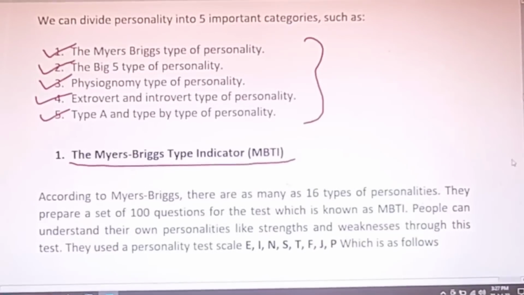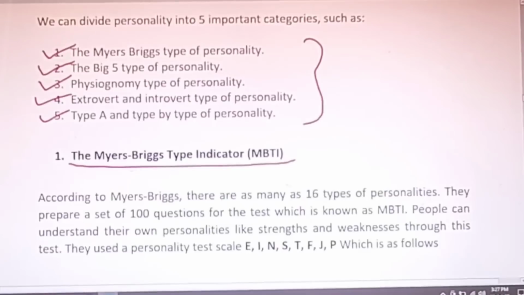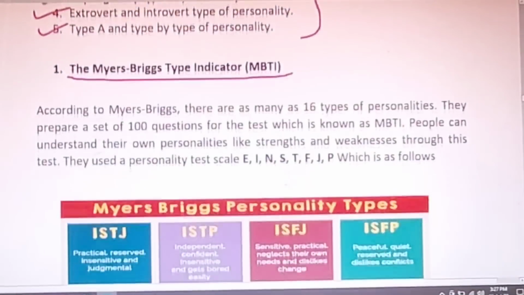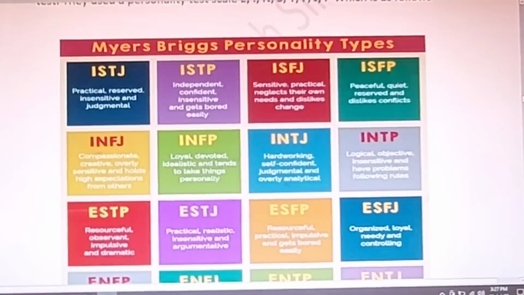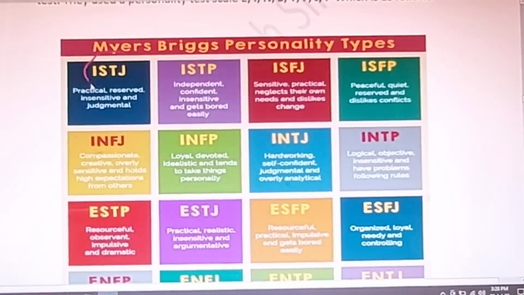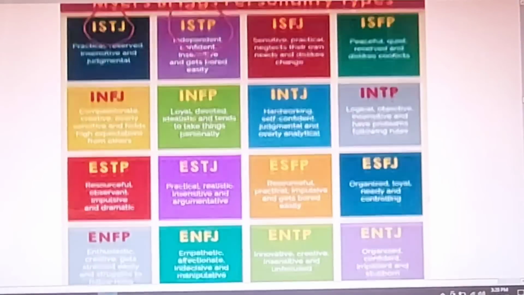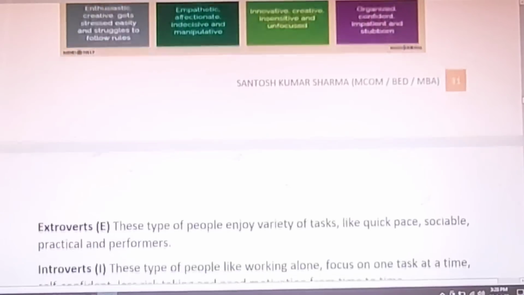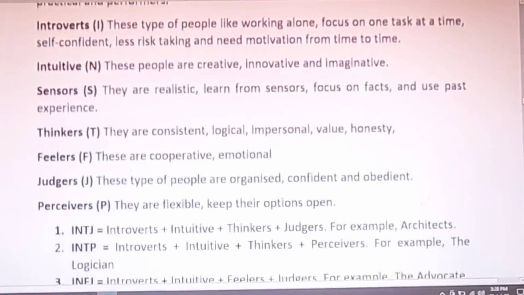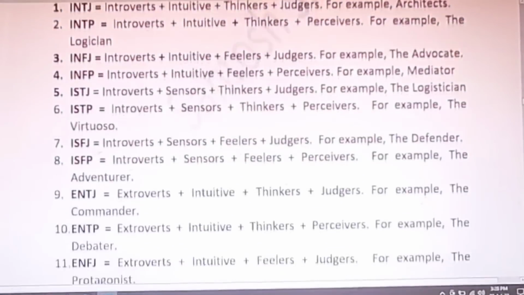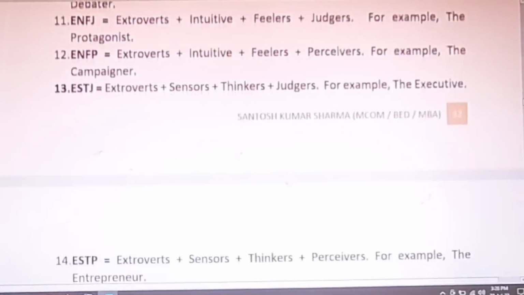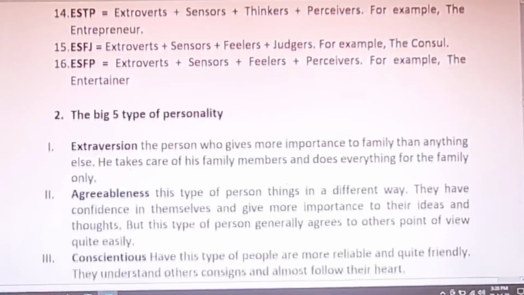You can get all the information on this type of personality from my videos, and the different criteria used, like this ISTJ. All these things I have explained in my videos. Kindly please watch those videos to have a complete understanding. So these are the different types of personalities according to Myers-Briggs, as many as 16 types.